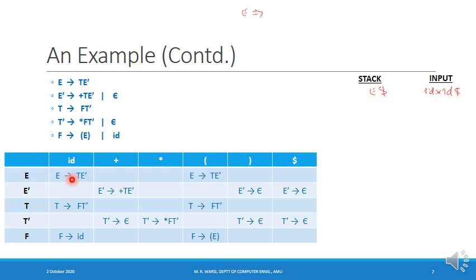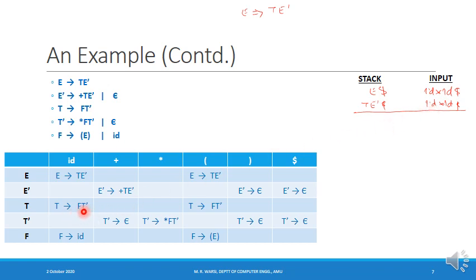So now I expand capital T with TE dash. And the buffer is holding ID star ID dollar. In the derivation, what has happened is capital E has been expanded to TE dash, and this is the sentential form that we obtain now. Now the topmost stack alphabet is capital T. The next input symbol is identifier. I consult the parsing table for the entry T comma identifier.